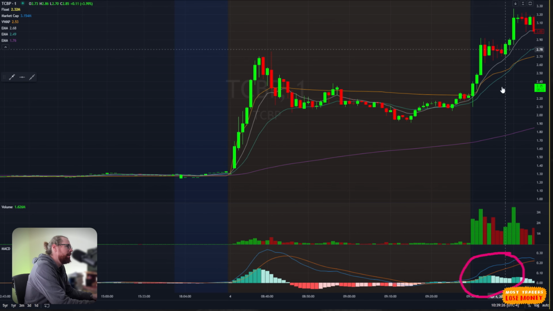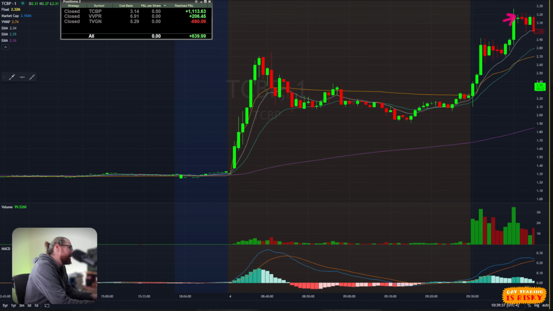The MACD was in favor of this trade. And so my final trade on it, I got in here at 2.90 and I sold as it squeezed up to 3.17. And again, I only took that trade with 3,000 shares. But that put me up $600 on the day.